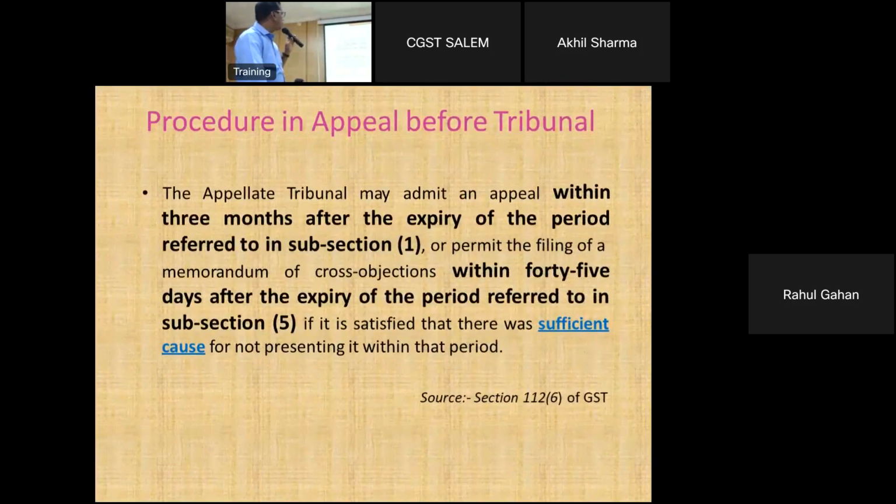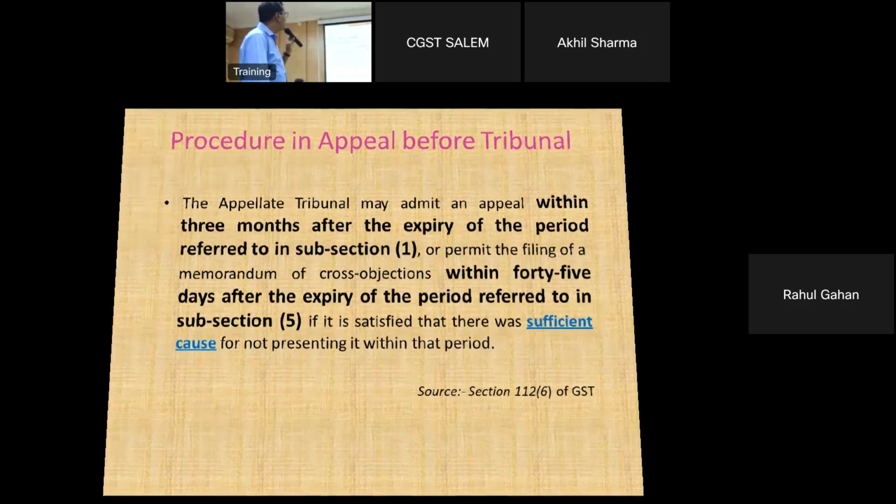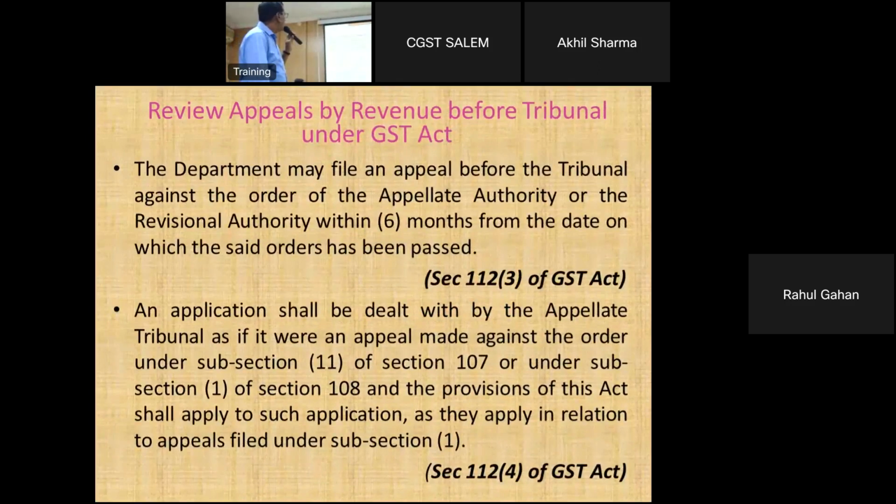Procedure to appeal: before 3 months. Appropriate cross objection: 45 days. Here they are not mentioning 1 month; I don't know whether it is in the next slide. The applicant will file an appeal before the tribunal within 6 months. I think the 1 month condonation is not there in the tribunal.